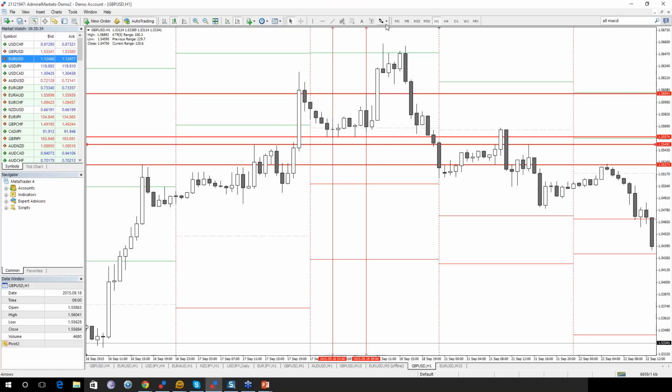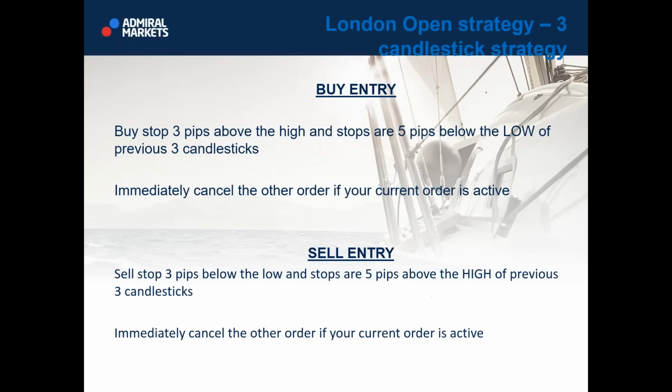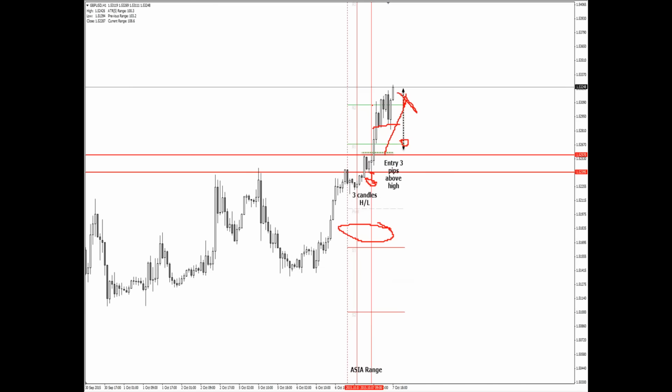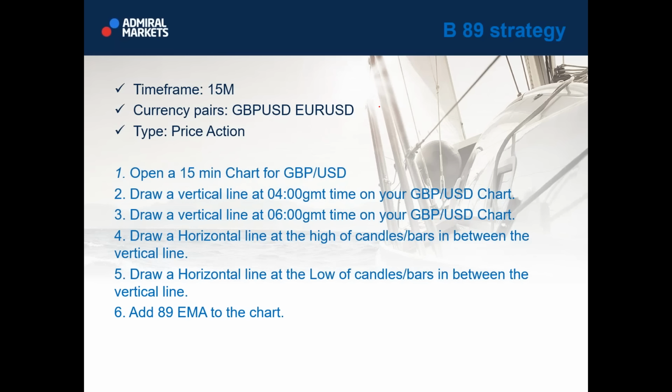See how the price behaves. Let's move now to B89. So this is a 3 candlestick strategy, price action breakout, London breakout trading. B89, time frame 15 minutes, currency pairs pound dollar, euro dollar. Same price action with only one indicator, 89 EMA.